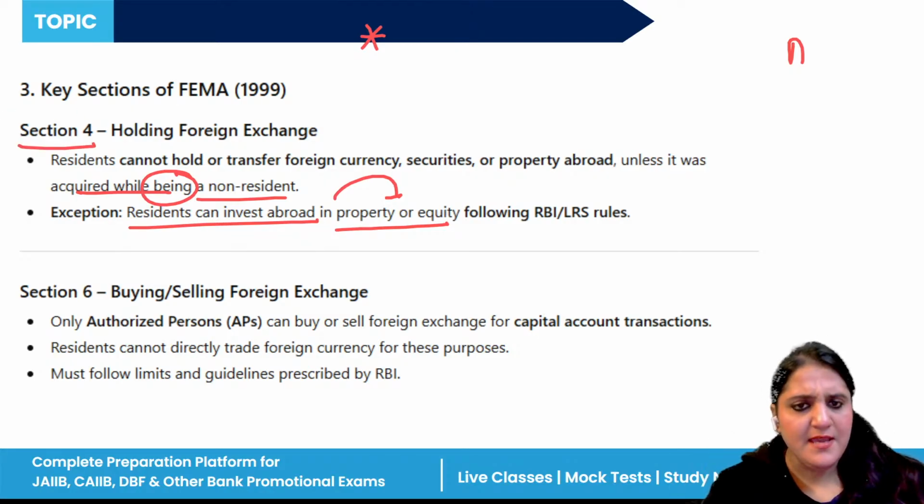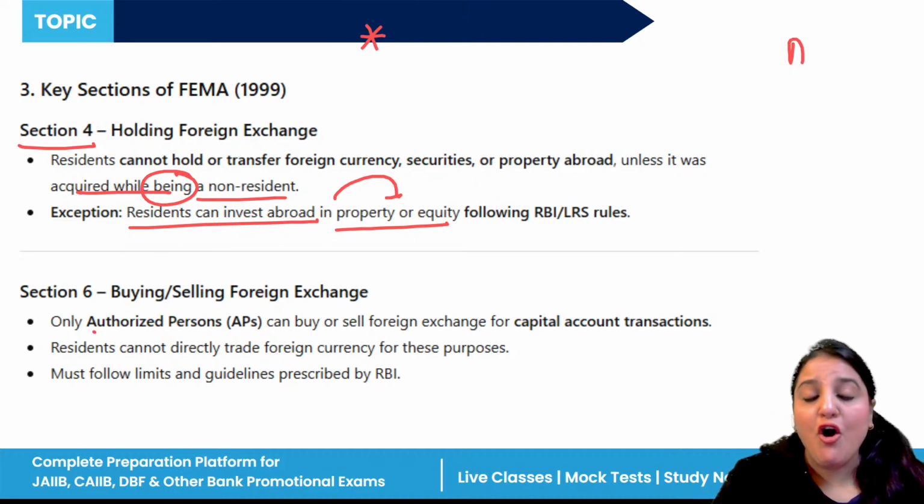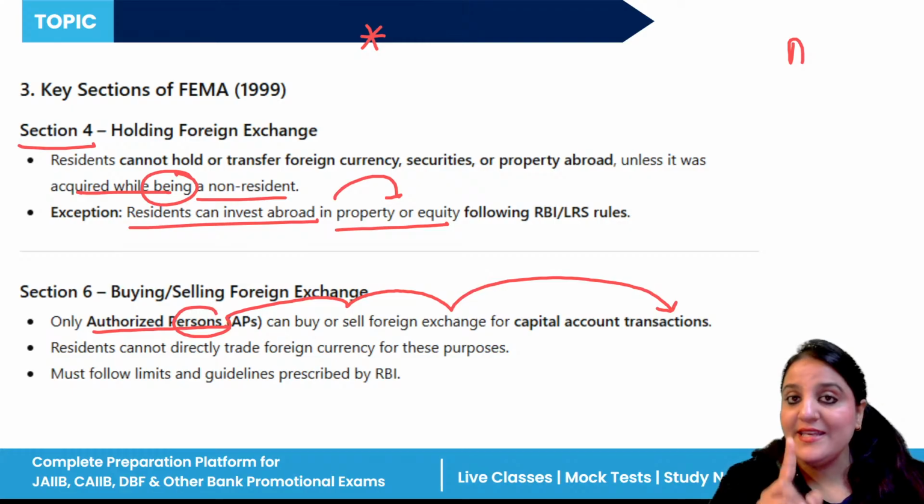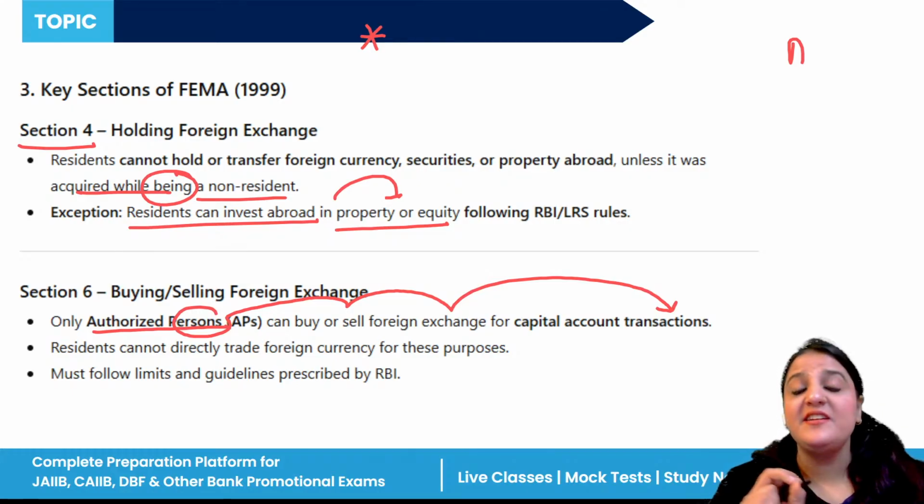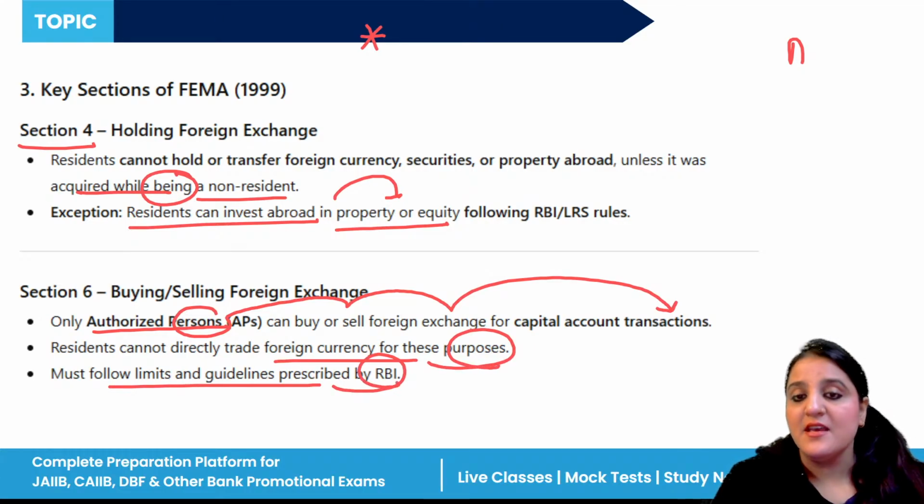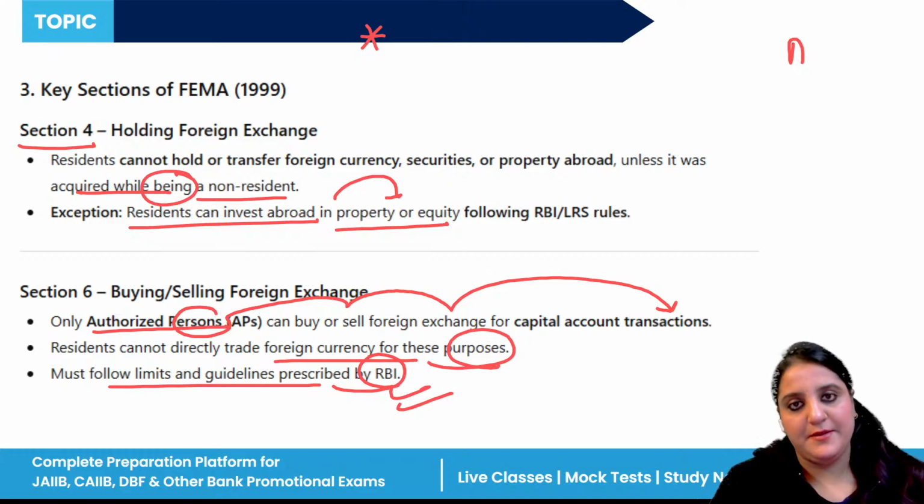What does section 6 say? Only authorized persons are allowed to buy or sell foreign exchange for capital account transactions. Only the authorized persons. Residents can't directly trade foreign currency for these purposes. They have to follow the guidelines prescribed by the RBI.